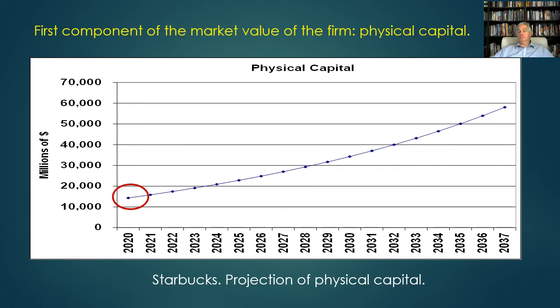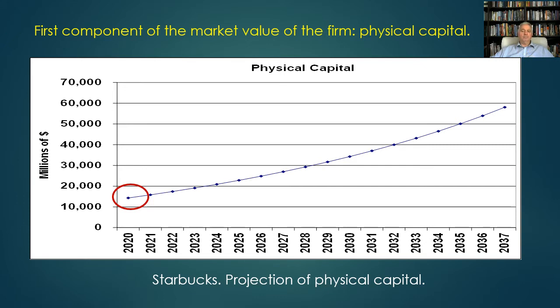The market value that we have just seen in the previous slide has two components. The first is the physical capital. In other words, the money that the company must spend every year, a capital expenditure, expecting that it will produce good financial results in the future years. The graph says that Starbucks must spend $15 billion in physical capital during 2020, and it will continue investing in the remaining years. You see, this $15 billion is roughly 1/10 of the market value of the company. It gives you an idea of how important the physical capital is.